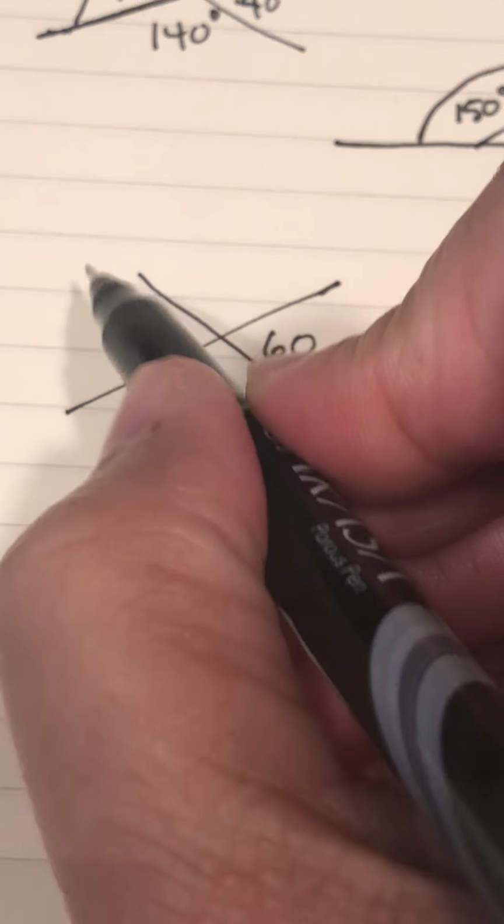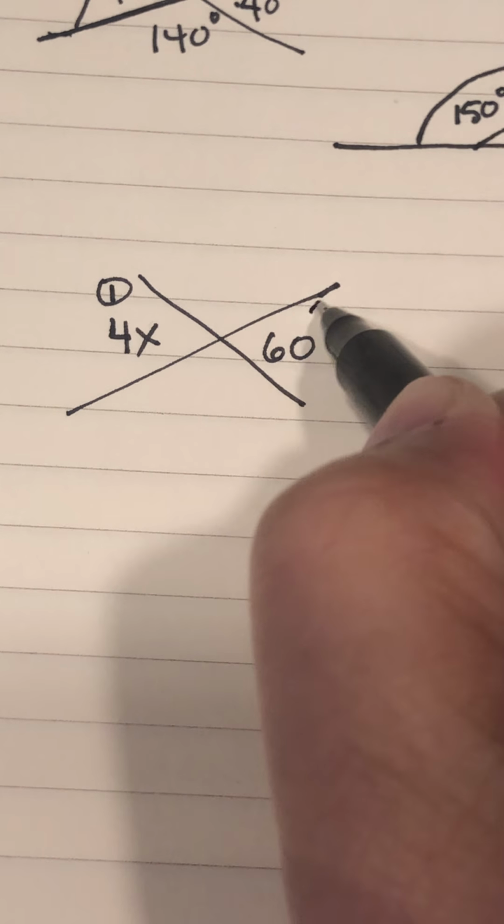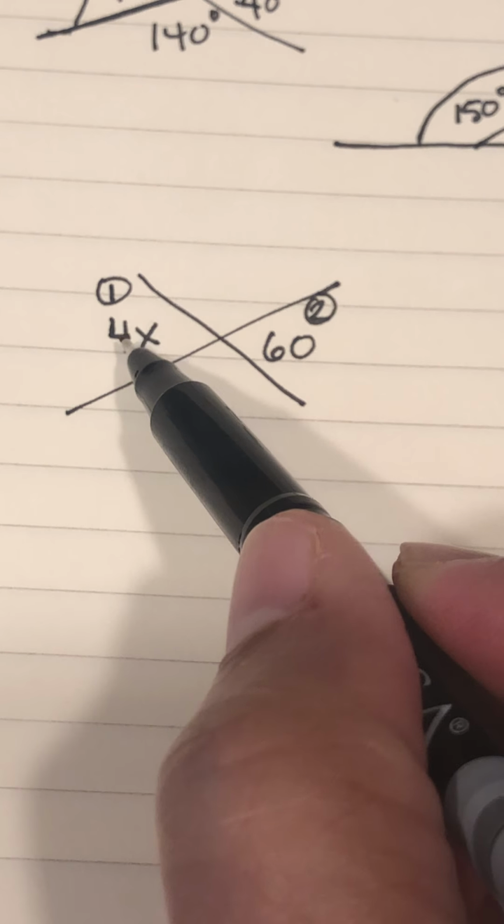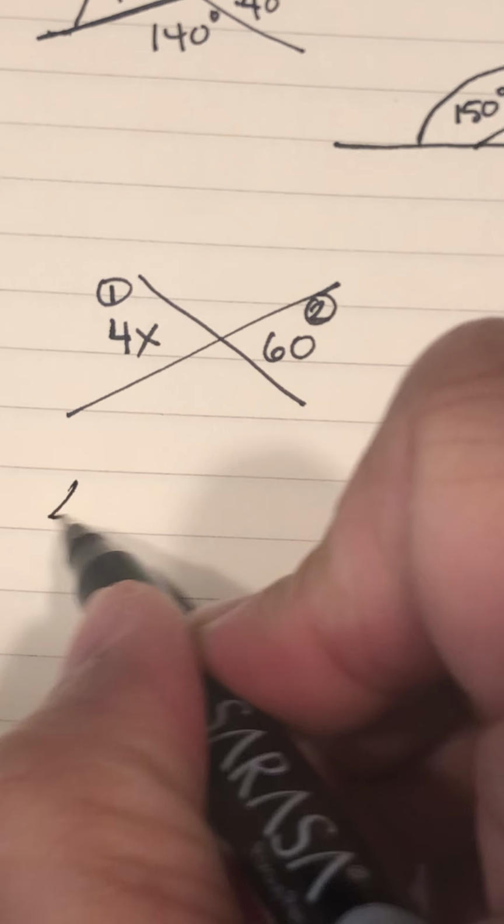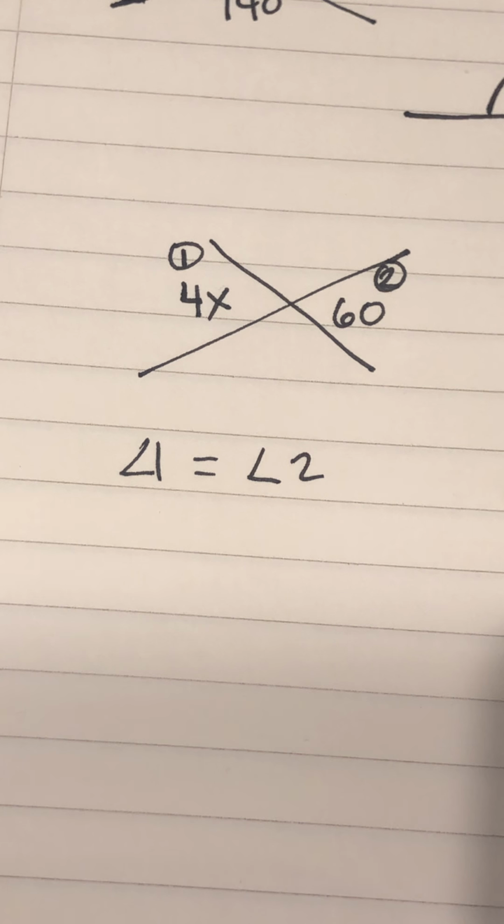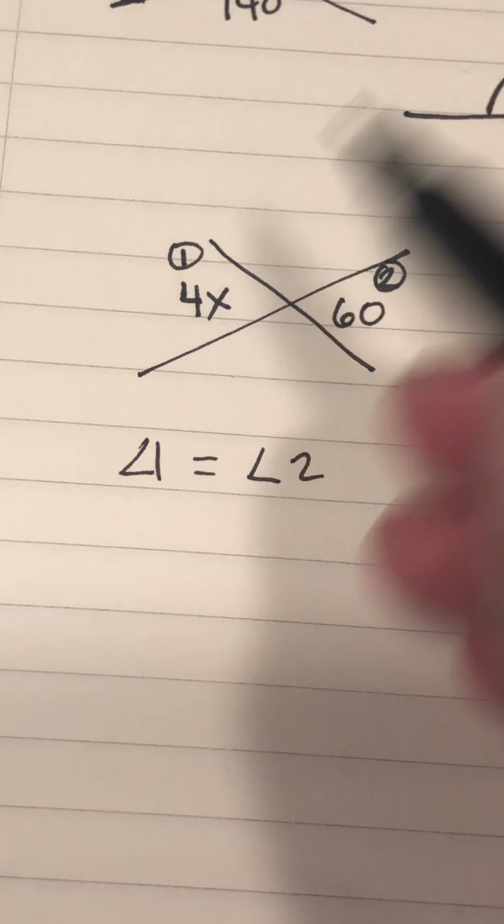So therefore, my angle 1, and I'd like you to change it first into angle 1 and angle 2, and then look at the relationship from there. So angle 1, I know that angle 1 is equal to angle 2. So angle 1 is equal to angle 2. Okay, now what is the expression for angle 1?